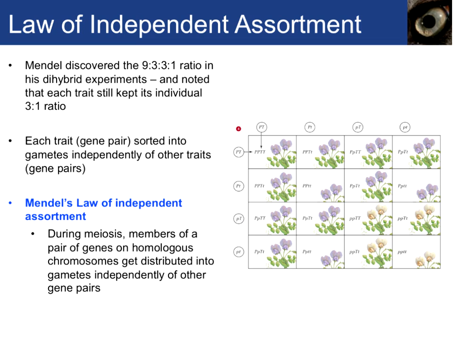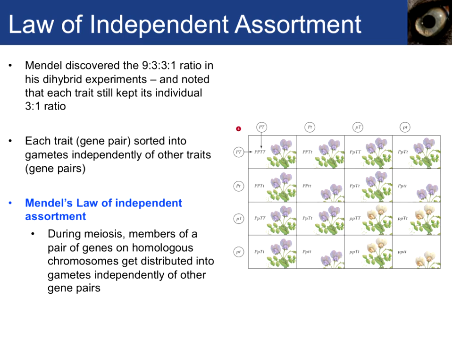And so Mendel discovered this 9-to-3-to-3-to-1 ratio in all of his dihybrid experiments. And he noted that each of the individual traits still kept that 3-to-1 ratio that he discovered earlier, even though he was looking at 2 different traits. So individually they have a 3-to-1 ratio. Looking at both traits together, you have this 9-to-3-to-3-to-1 ratio.